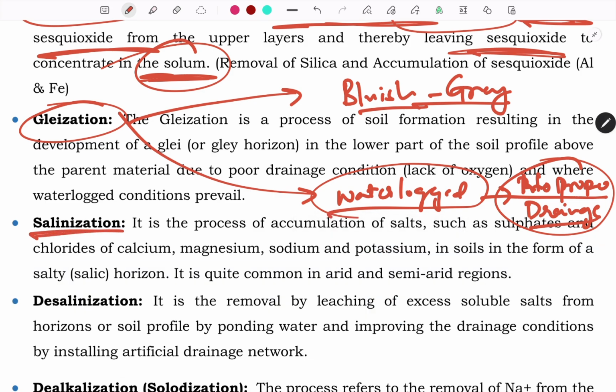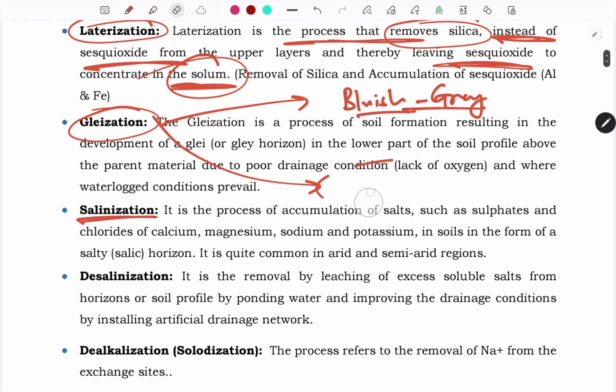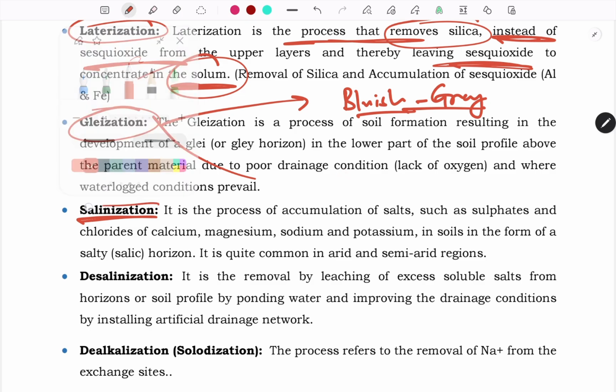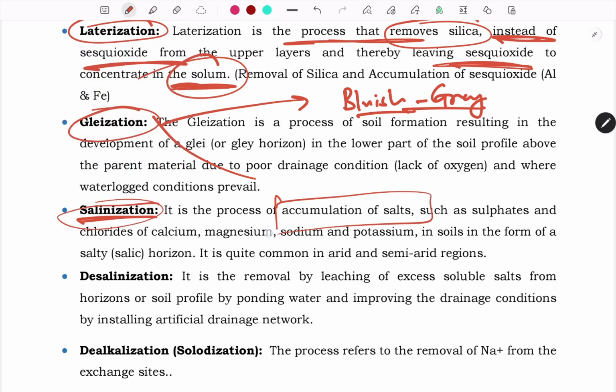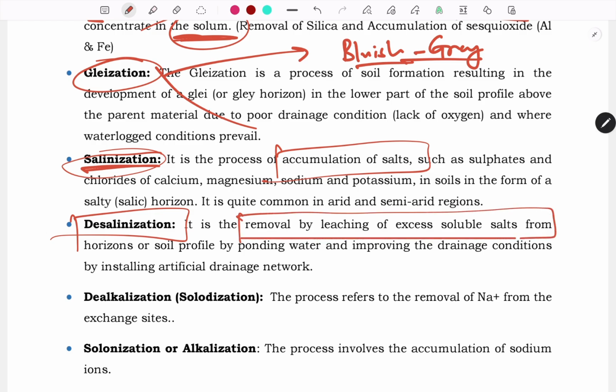Then the next term is salinization. By the word you can assume that it's an accumulation of salts. Salinization is nothing but an accumulation of salt. Desalinization is the reverse of salinization. It's the removal by leaching of excess soluble salts from the horizon or the soil profile by ponding water and improving the drainage condition.